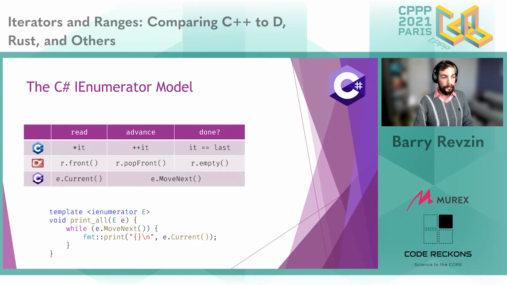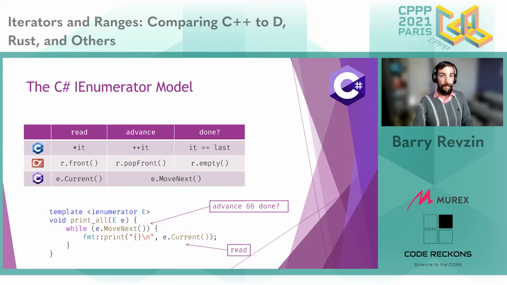If we look at the same print all loop in C#, what we see is we actually start by calling move next. So enumerator, when it's constructed, instead of referring to the first element, it kind of points before the first element, similar to the way that the end iterator points past the last element. So the first thing we have to do is advance up to the first element if there is one. And if there is a next element, then we can read it and print it. So it's a slightly different approach to this model, but they're still pretty similar.